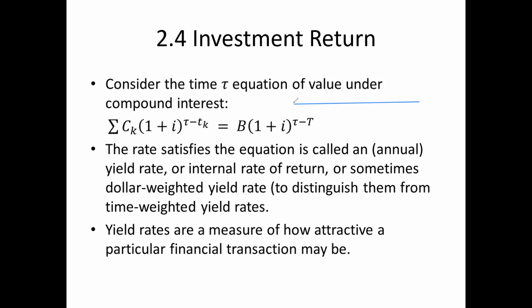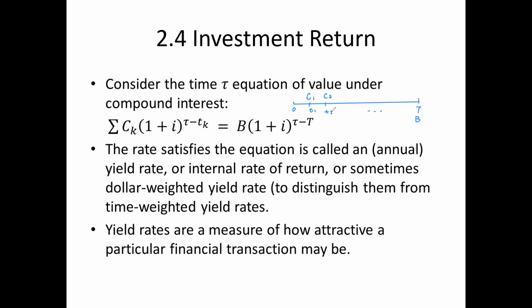And at time zero, T1, T2, and then we have a capital T. And the cash flow will be C1, C2, and so forth. In the end, we have a balance at time capital T. So we do have this equation, right?